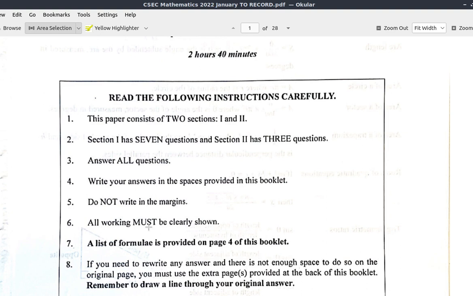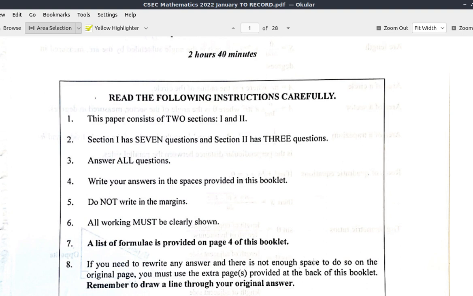Don't leave out any question. Don't leave any space blank. Write something, even if you understand very little about the particular question. Although after watching the videos on this channel, you should be able to understand how to do something in all the questions, right? You have a list of formulae, which I said the person didn't scan. I wasn't the one who scanned this paper.